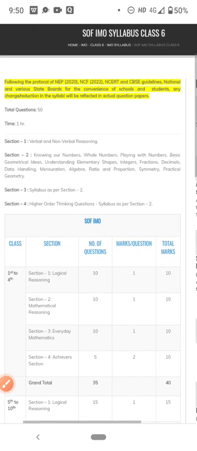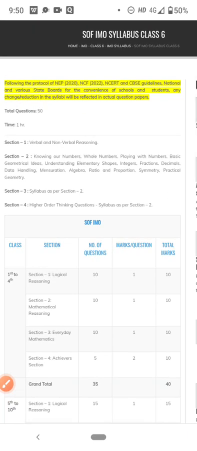Okay, so this is all about your number system. After rational numbers you will get the real numbers. All the rational, irrational, decimal, everything comes under this real number.